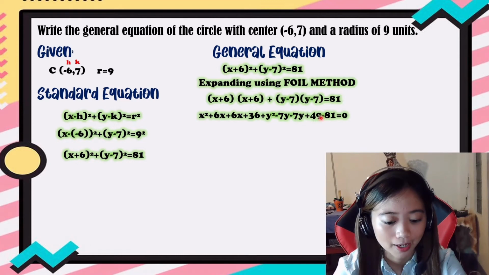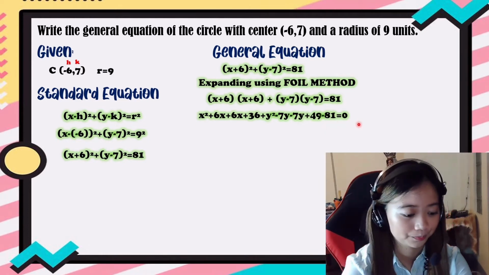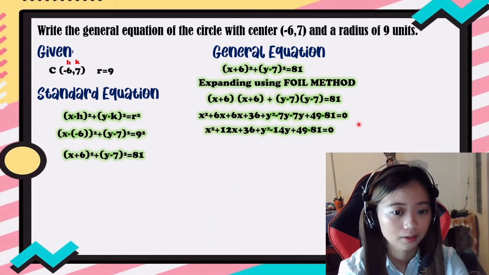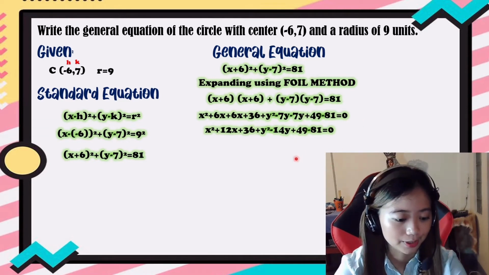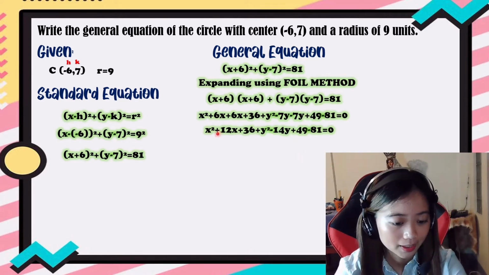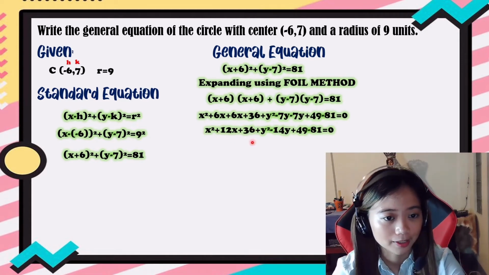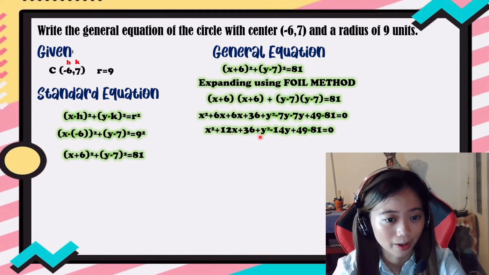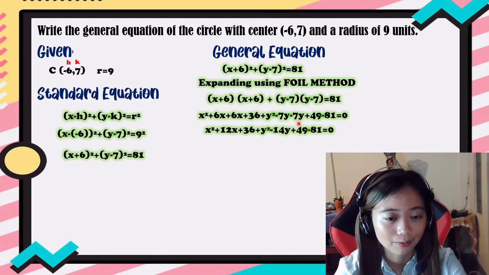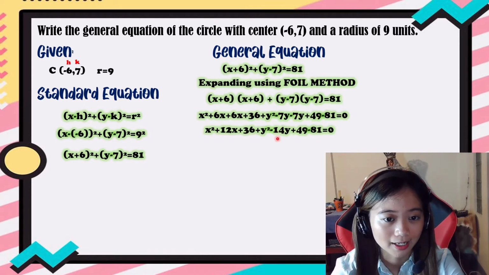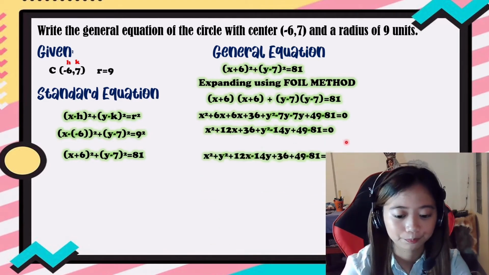Then, the +81, we will transpose to the other side of the equation, so it will become -81 equals 0. And then we will combine like terms. So we have x squared, and then positive 6x plus positive 6x is equal to positive 12x. And then again, bring down the positive 36 and y squared. Negative 7y minus 7y is equal to negative 14y. And then bring down again the 49 minus 81 equals 0.